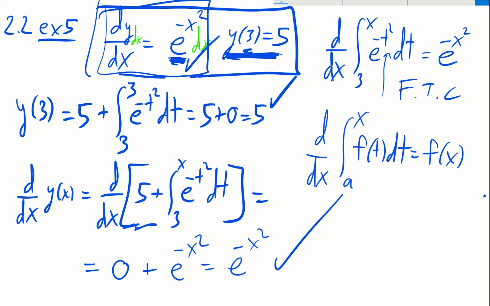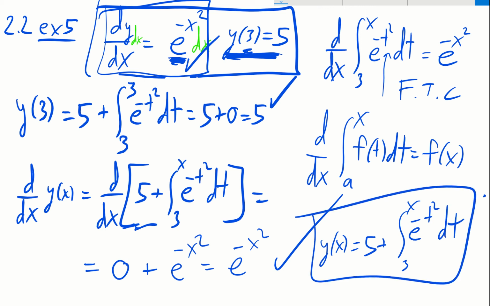Okay. So that expression, I just erased it. But y of x equals 5 plus the definite integral from 3 to x of e to the negative t squared dt. That is the solution to our initial value problem.